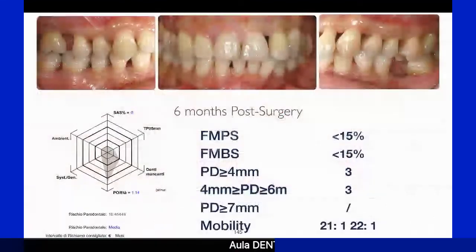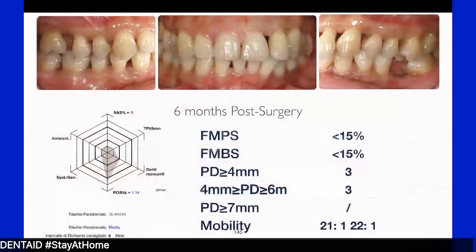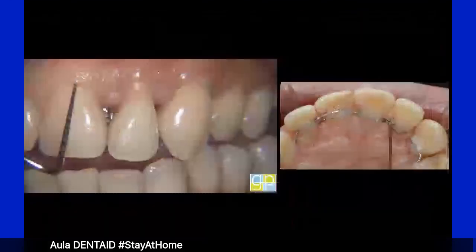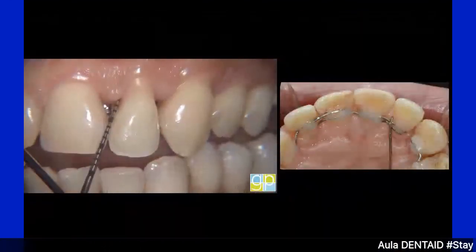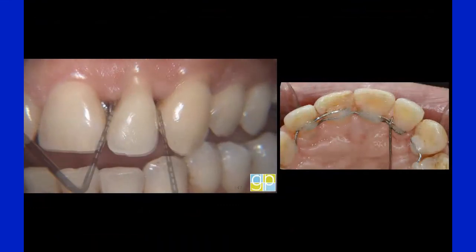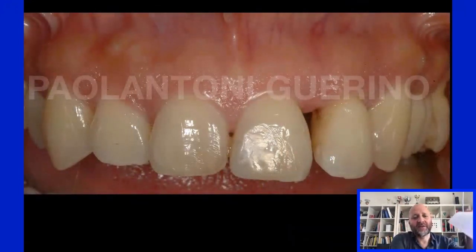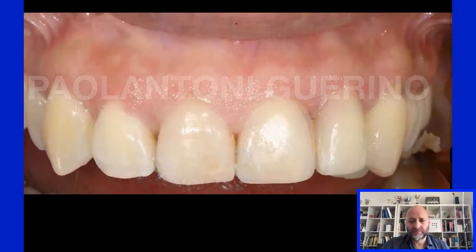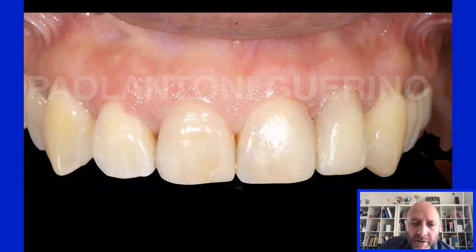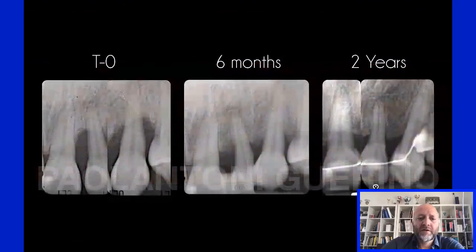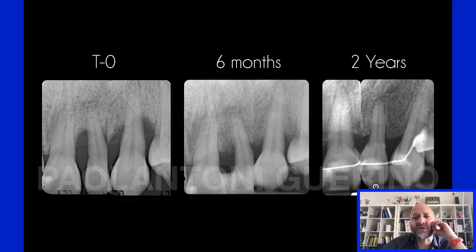It was the result 6 months after surgery, and this is the full-mouth plaque score and bleeding score at the end of surgical therapy, and now the patient can start with orthodontic treatment. This was the aspect at the end of the orthodontic therapy. My colleague Marino Mursili moved the tooth in the apical direction. This was the aspect at the beginning and at the end. We can see the different aspect of the tissue and of the tooth. This is the X-ray evaluation at the baseline, at 6 months and at 2 years.